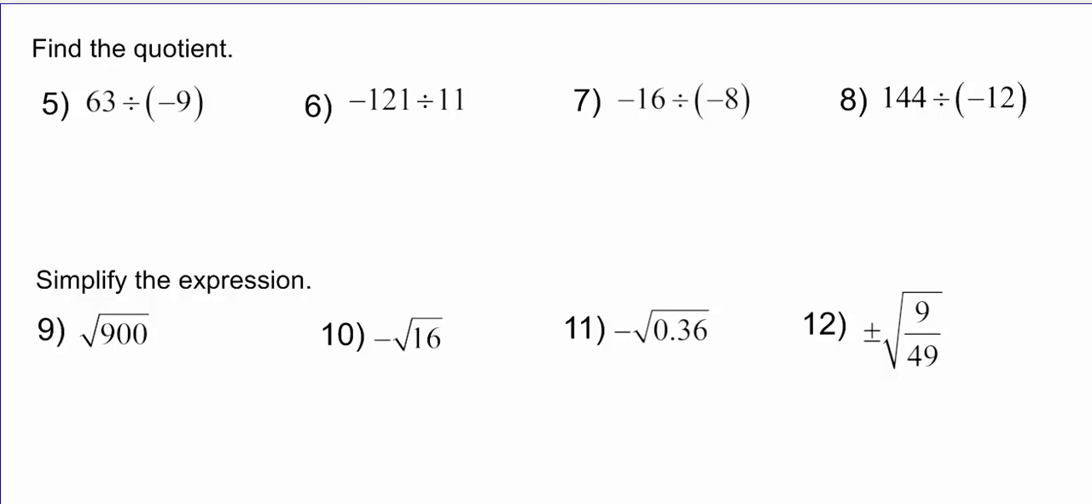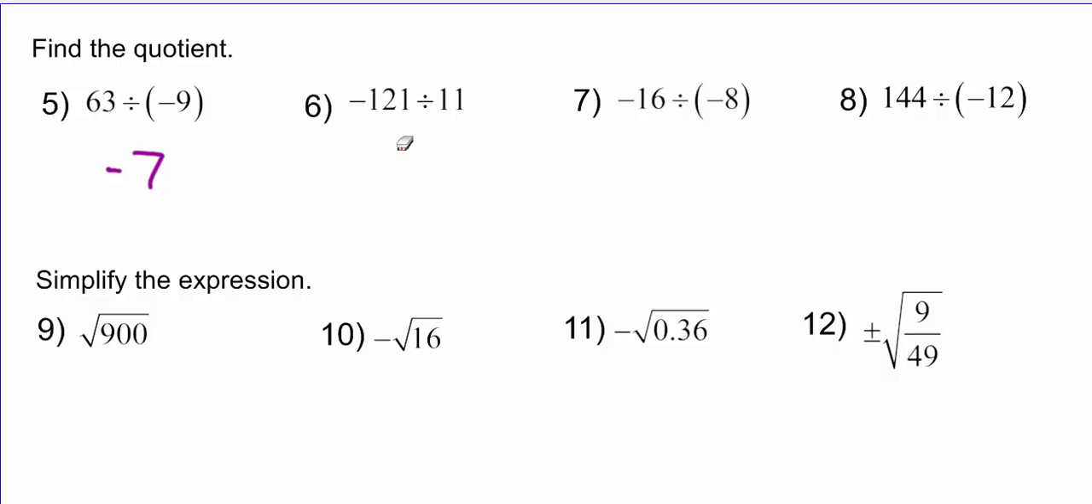All right, so here we go. Number 5, we're going to find the quotient. So this time we're same kind of problem. We're just doing division instead of multiplication. No big deal for us. 63 divided by negative 9. I see a positive number divided by a negative number. And the result then, of course, would be negative. 63 divided by 9 is 7. So 63 divided by negative 9 would be negative 7.